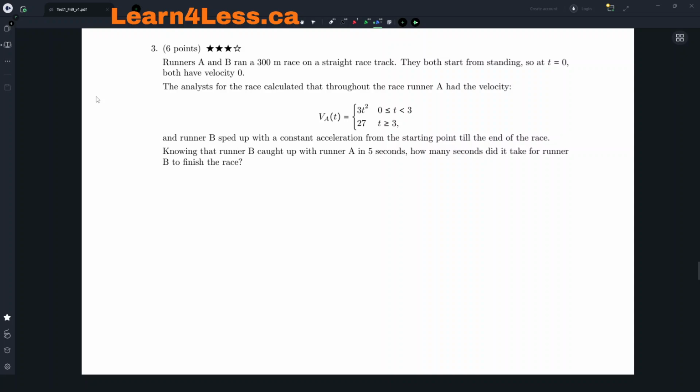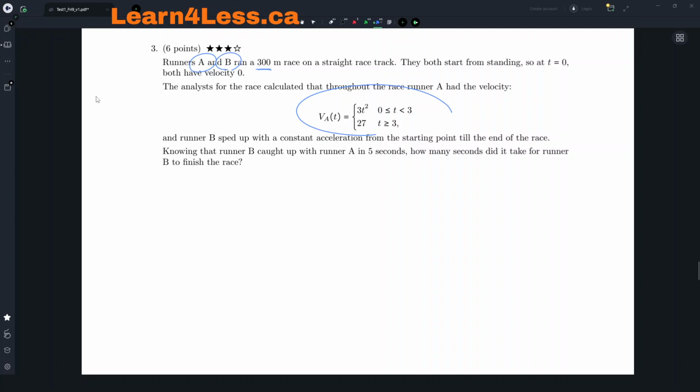In this question, two runners, A and B, are running a 300-meter race on a straight race track. We know the velocity of runner A, and also we know that runner B is running with a constant acceleration, and they caught up with runner A after 5 seconds. So let's translate this into more mathematical terms so it's easier to understand.